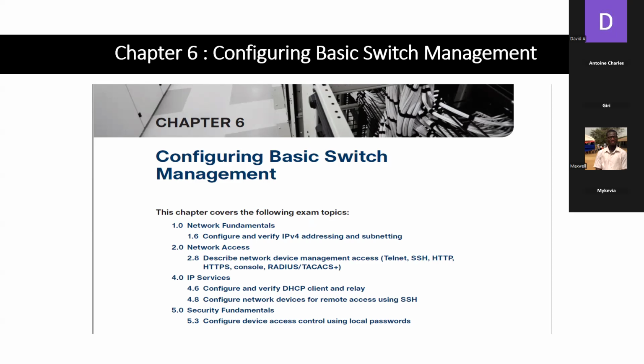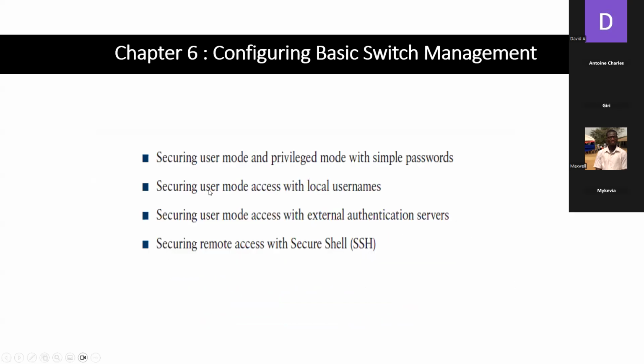Of course, this chapter is also going to cover 4.0 IP services, 4.6 configure and verify DHCP client and relay, and 4.8 configure network devices for remote access using SSH. You will be asked about that on the exam, so that's why this chapter will be covering it. Also 5.0 security fundamentals and 5.3 configure device access control using local passwords. Okay, so let's go ahead and get started.